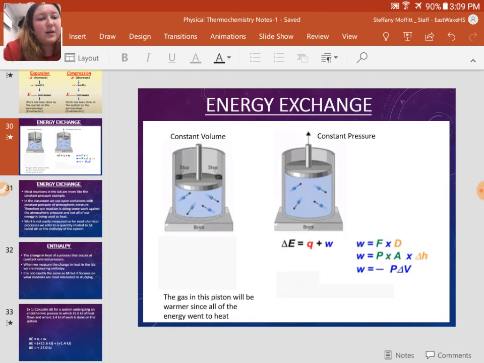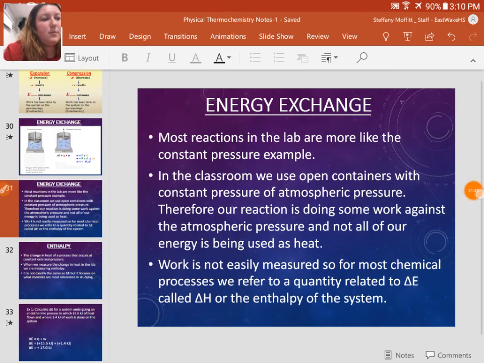I can also see this as a pressure kind of problem, with the pressure being higher on the left, the temperature rising because the collisions are occurring faster, but it can also have to do with the work being done, or the lack of work being done. So most reactions in our lab are going to be at constant pressure, because it's really hard for us to change the pressure. In our classroom, we use a lot of open containers.